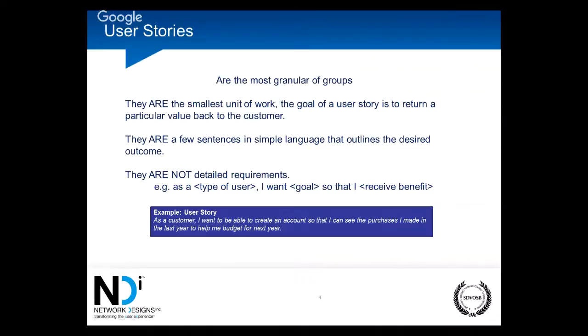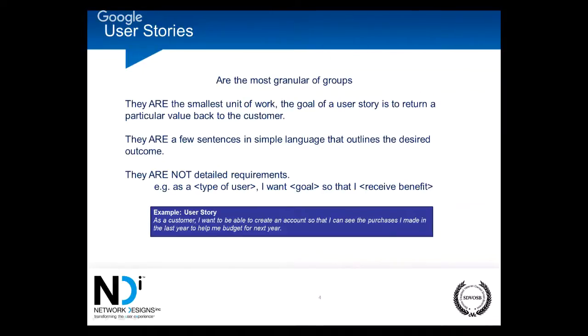So in breaking these components up, the best way that Scrum or the Agile methodology has determined is to break them into subcomponents. And each of these subcomponents, the smallest of which is the user story. So the goal of the user story is to return a particular value back to the customer. You want it to be just a few simple sentences in very simple language, and you want it to outline a specific desire.